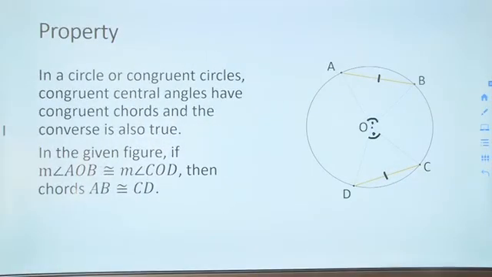And here's the property about central angles. If the central angles are congruent, then the opposite chords are congruent too. And the converse is also true. It says that if the chords are congruent, then the central angles are congruent too. In this case, for example, if angle AOB is equal to angle COD, then the chords AB and CD are congruent too.